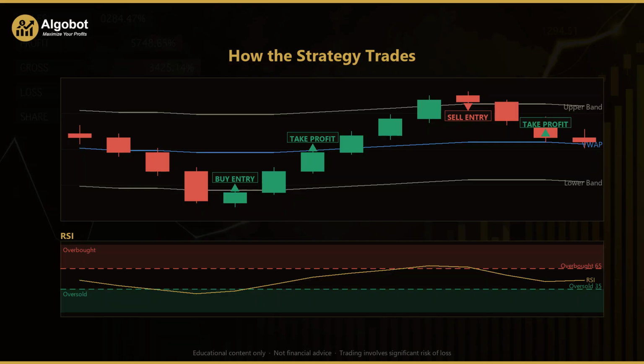Of course, not every setup behaves this cleanly in live markets. Sometimes price keeps trending instead of reverting, the stop is reached, and a loss is recorded. That is a normal and expected part of any trading approach.